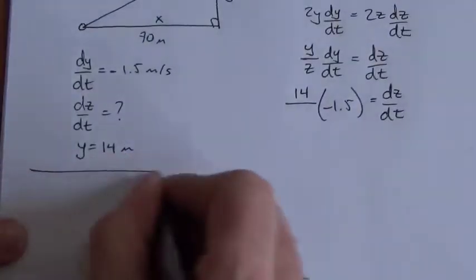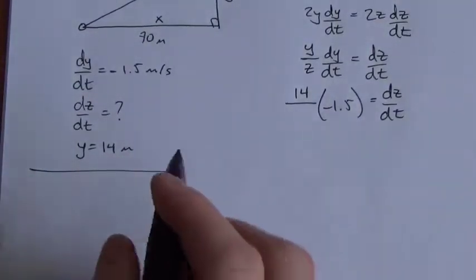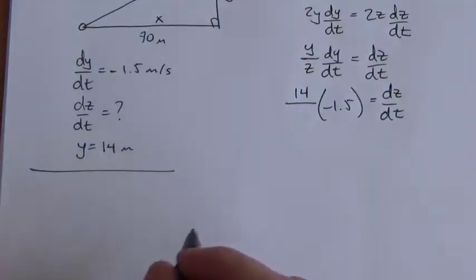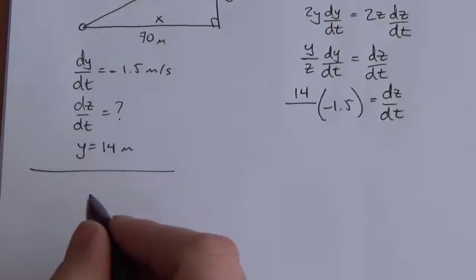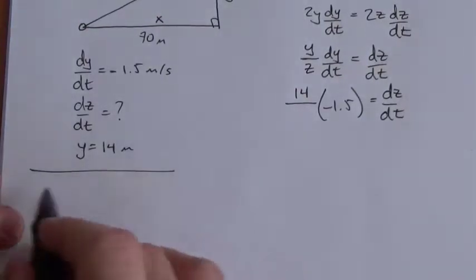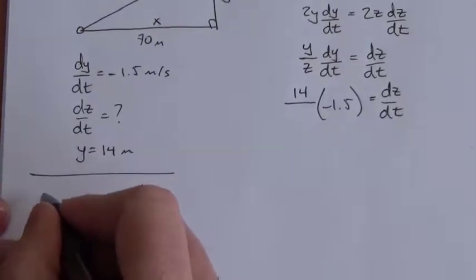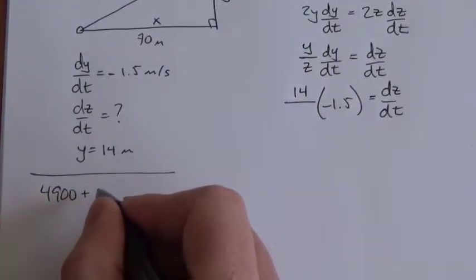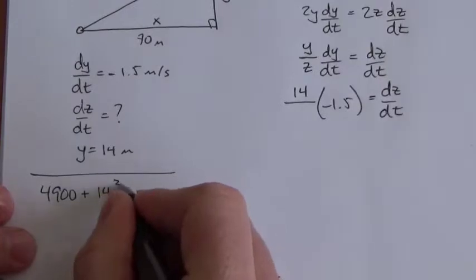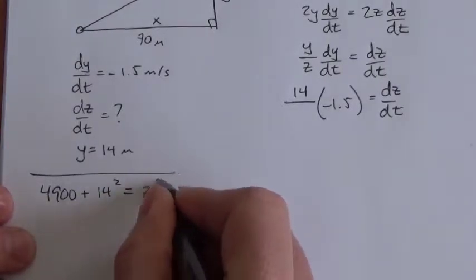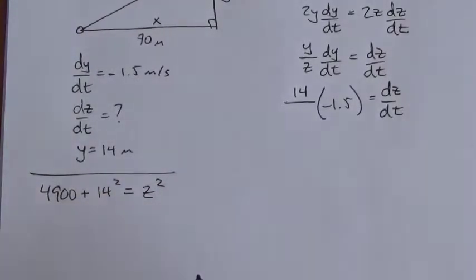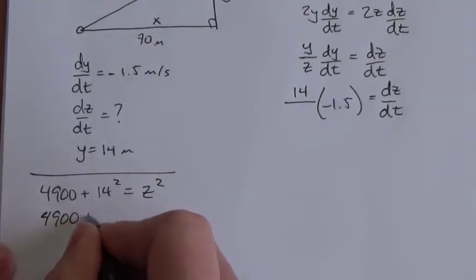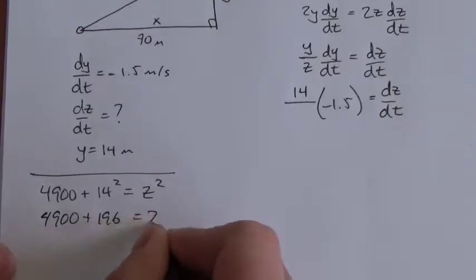So now I'm going to come down here, and although I didn't need to square the 70 before taking the derivative, I'm going to have to do that now because to fill in the equation, I need that bit of information. So 70 squared is going to be 4,900 plus 14 squared is going to equal z squared. 14 squared is going to be 196. So 4,900 plus 196 is equal to z squared.